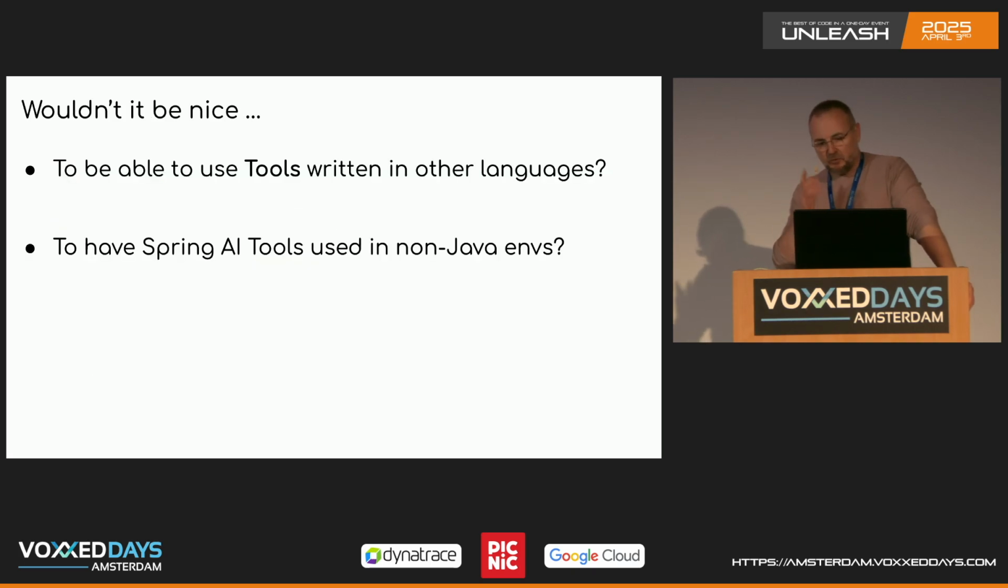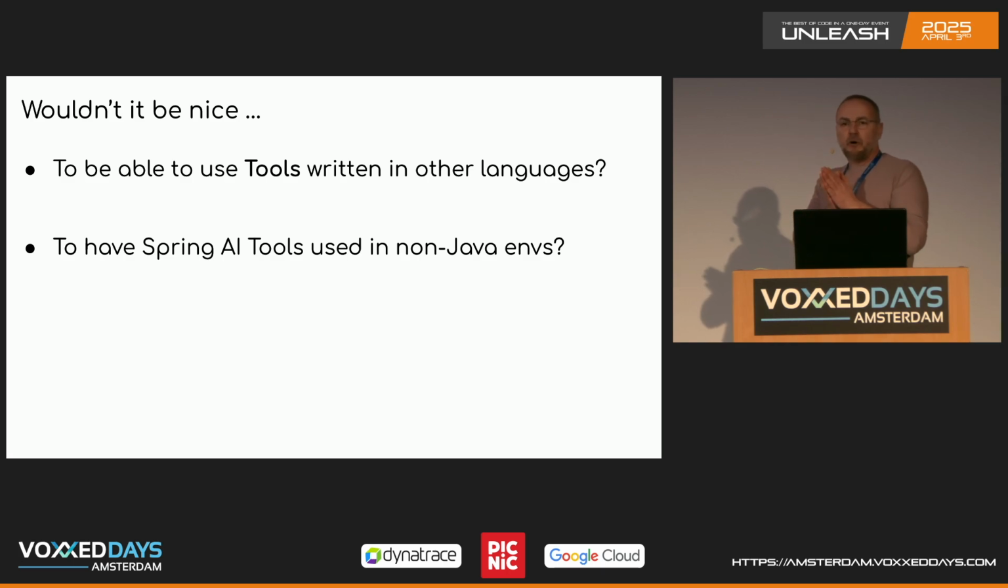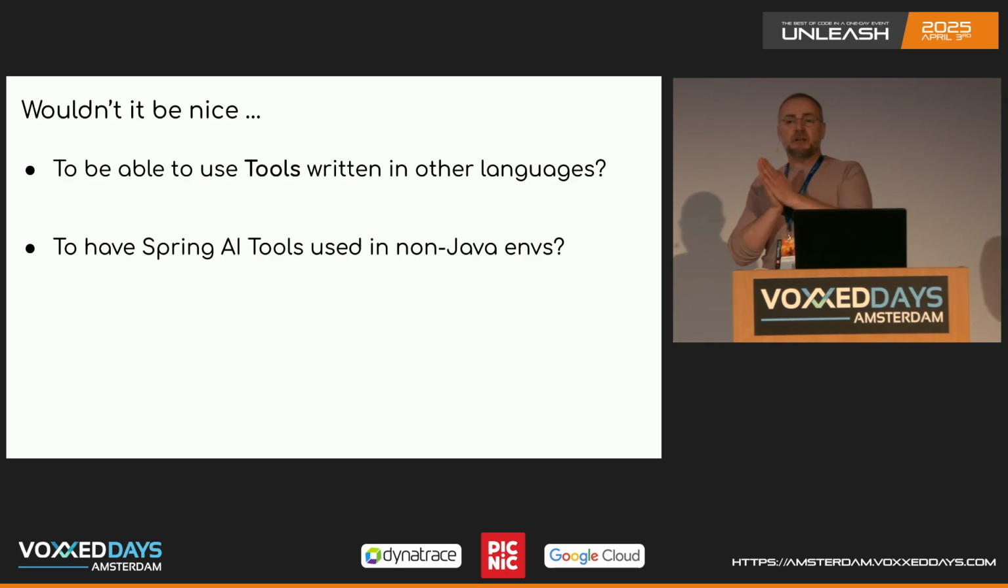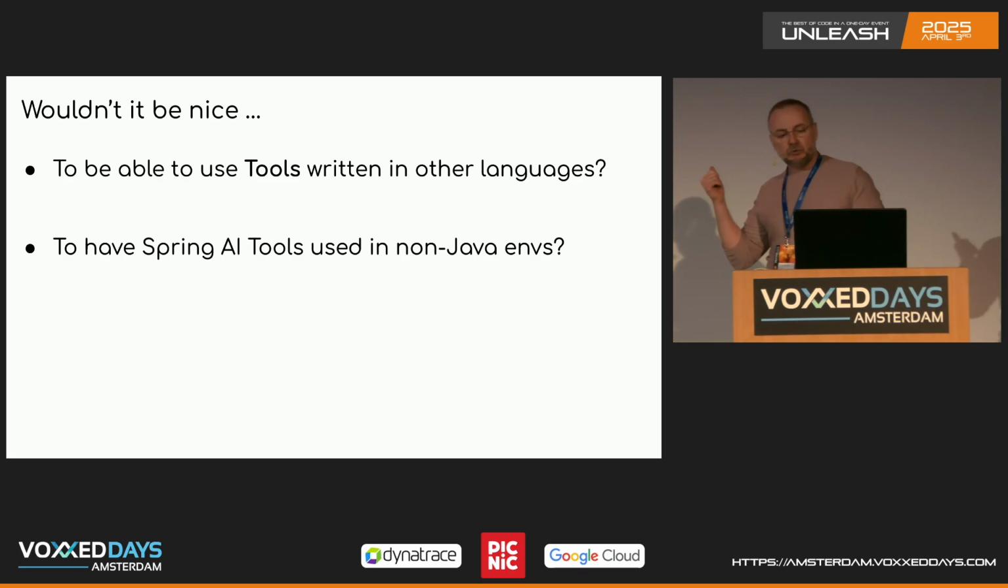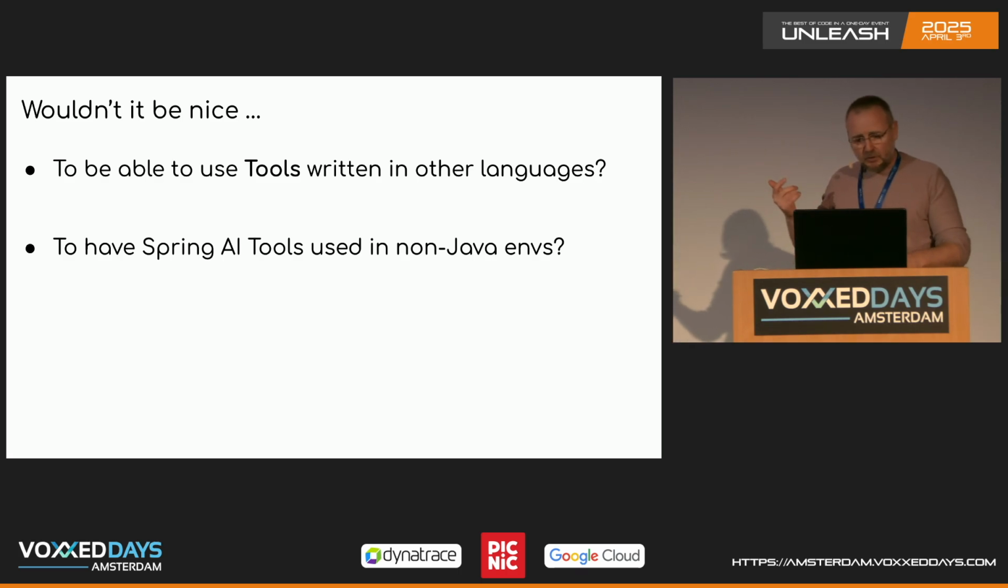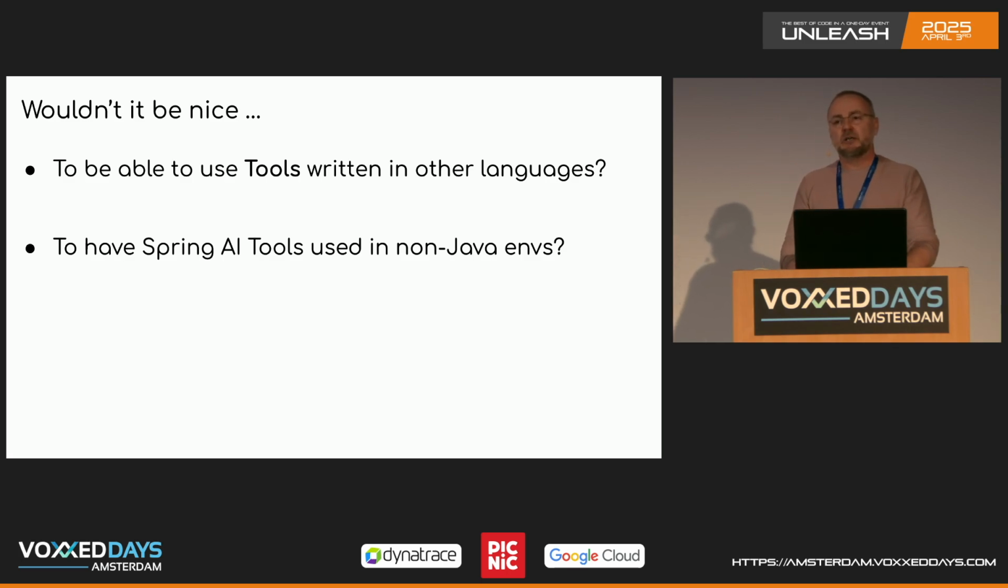And here is the question we should ask. Wouldn't it be nice? I've already demonstrated how easy it is to use Spring AI to build tools, but there are various other frameworks out there that you can use to build tools as well, and they have already built useful tools to do various things. Wouldn't it be nice to reuse these tools for another language or even different platforms? And vice versa, wouldn't it be nice, if you have built your own tools to do something useful, to reuse them in different contexts and different languages?